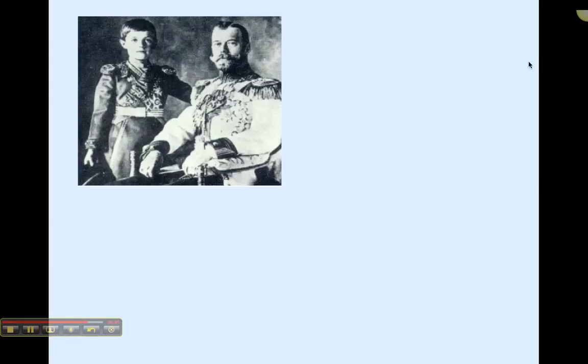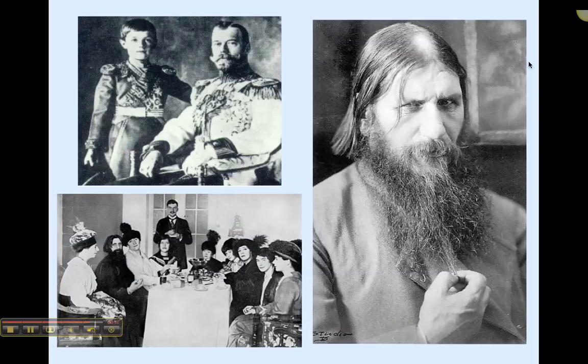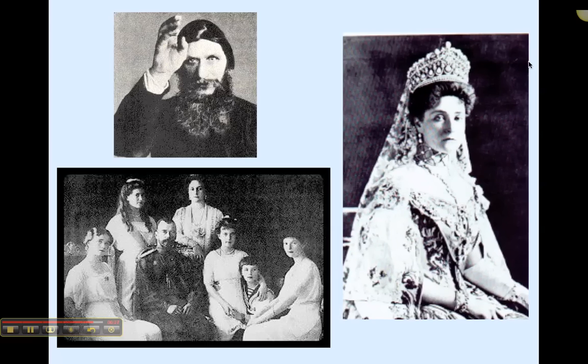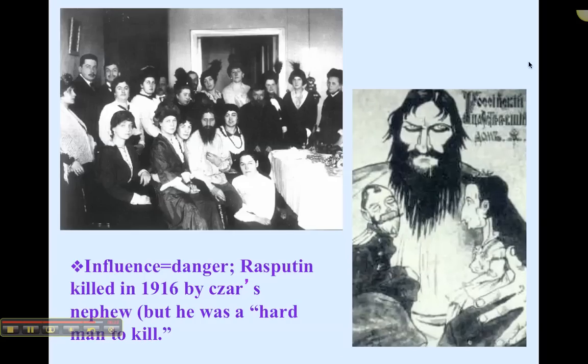which probably would be fine, except if you take a look at, and here's Nicholas, and here's the little boy Alexei. Rasputin, pictured here, was a very shady character. He was drunk all the time. He consorted with all sorts of unsavory women and savory women too. But he was really kind of sketchy, very lewd, very crude, and it caused a lot of controversy, because what the people knew is not that the boy had hemophilia, but that this unsavory character was holding influence over the Tsar and Tsarina, and people didn't understand that. Ultimately, he was killed by the Tsar's nephew.